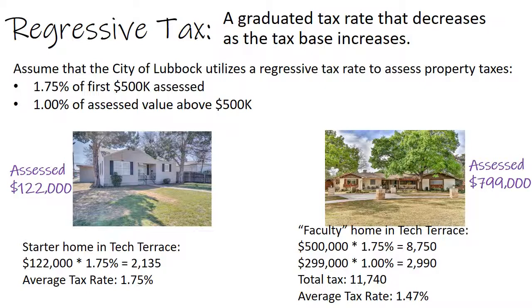The taxpayer who owns this home pays more taxes than the taxpayer with the starter home. But then let's look at the average tax rate. The person who owns the starter home pays 1.75% homeowner's tax on average, whereas the person who owns this home in Tech Terrace pays an average tax rate of 1.47%. Is that fair?